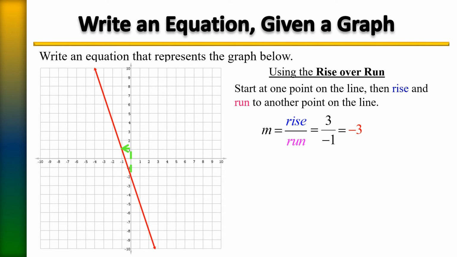The last thing I need is to identify my y-intercept. To know that, all you have to do is look at the point where it touches the y-axis. So it touches at -2, so that is your y-intercept. When you put it all together, your line is y = -3x - 2.